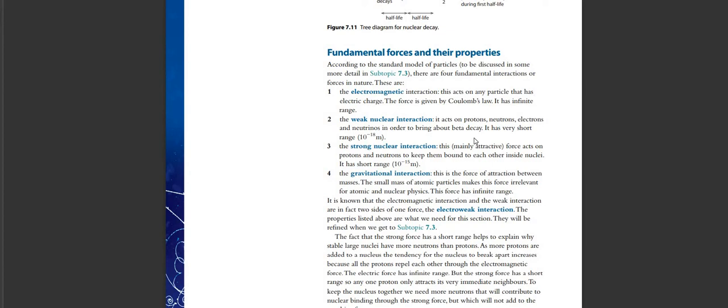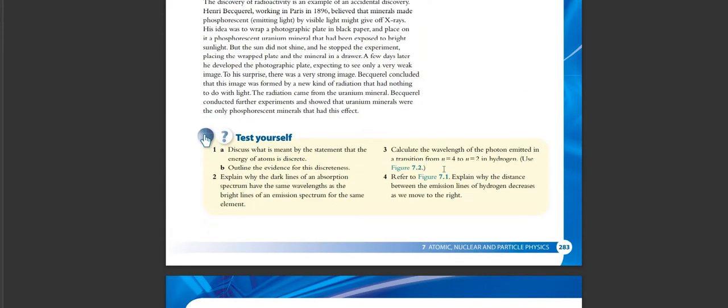And finally, you have gravitational interaction. This is the force between two masses, and this also has infinite range. Weak and strong interactions have very short ranges, which you should keep in mind are 10 to the minus 18 and 10 to the minus 15. It could be an MCQ question in paper one. And that's actually it for 7.1 now.